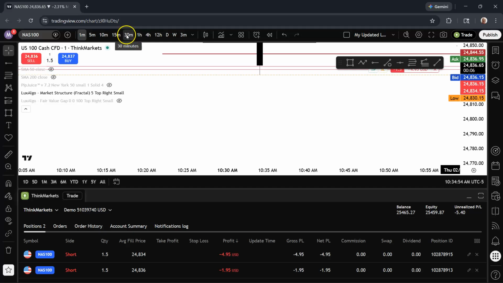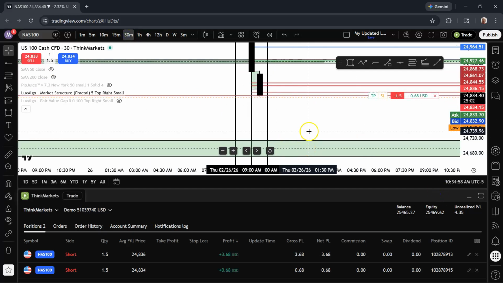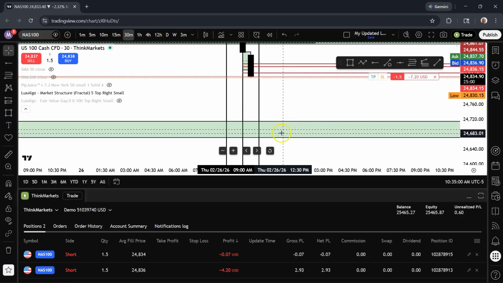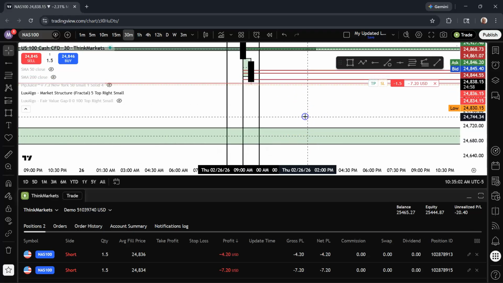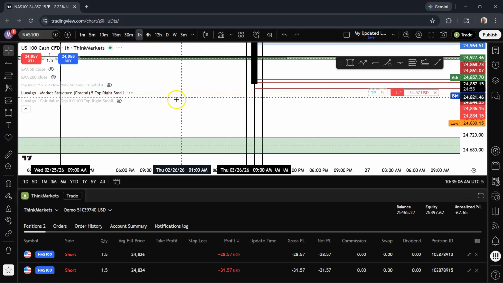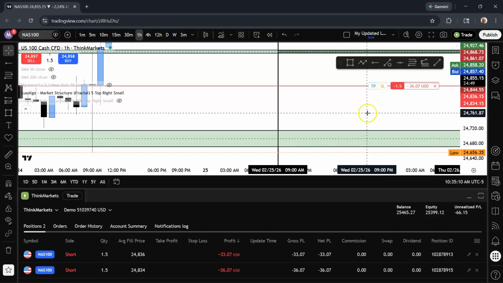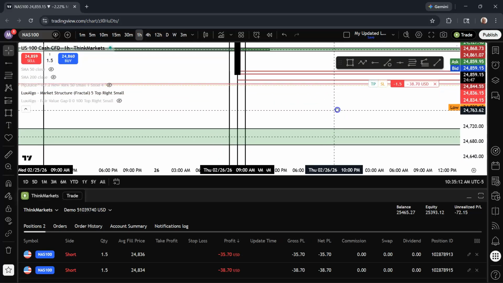Where is the next low? Oh, down here. Okay, so this is an area of interest. So let's see if the market will come down to that area. Look left. Oh, okay, this is where liquidity was sitting.